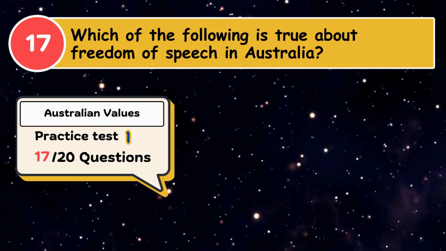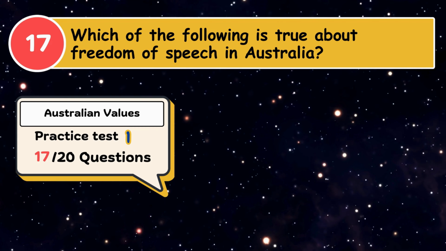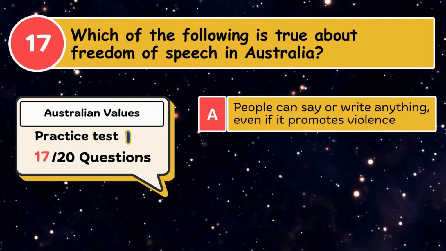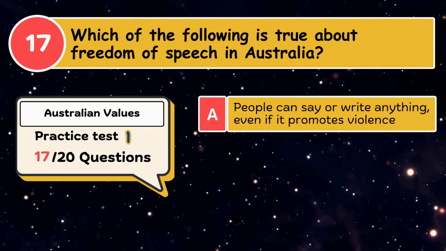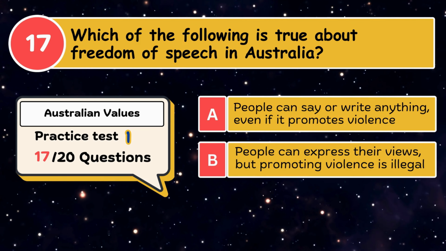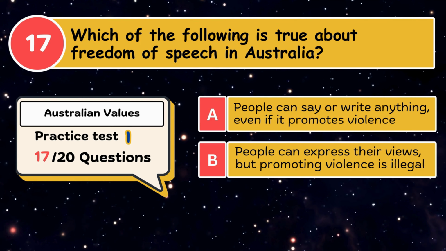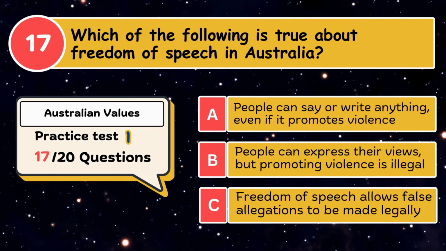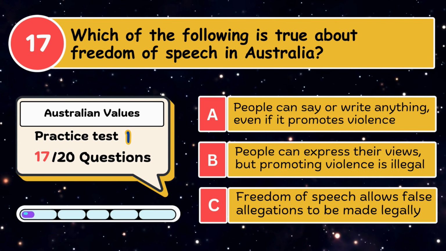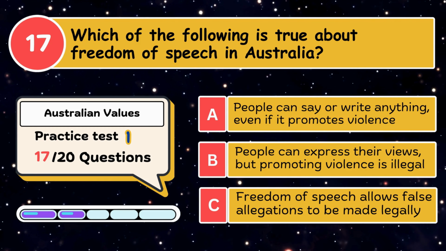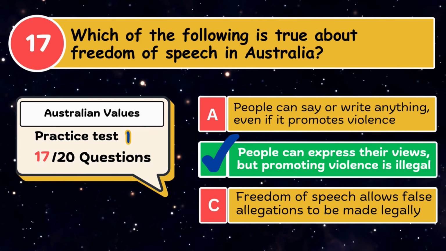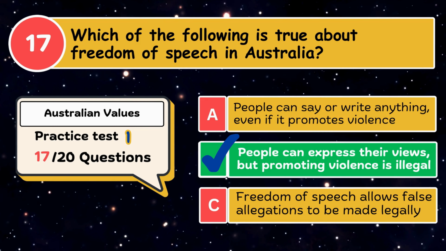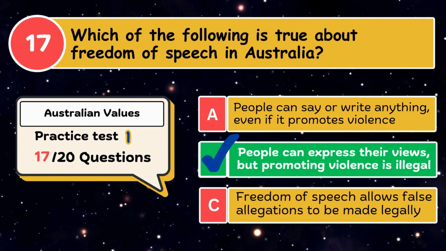Which of the following is true about freedom of speech in Australia? A. People can say or write anything, even if it promotes violence. B. People can express their views, but promoting violence is illegal. C. Freedom of speech allows false allegations to be made legally. The correct answer is people can express their views, but promoting violence is illegal.